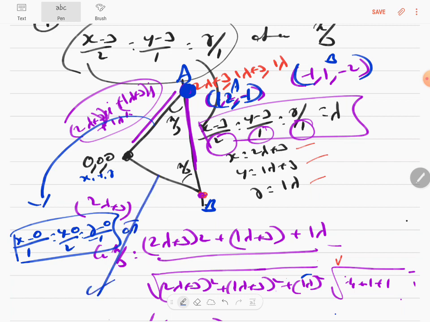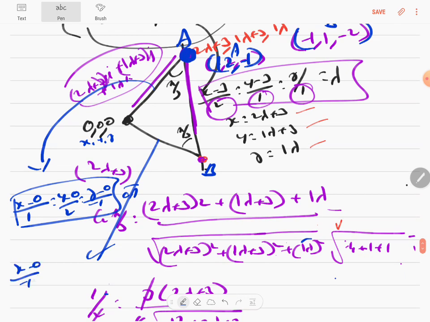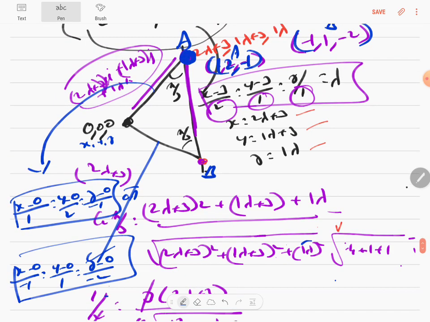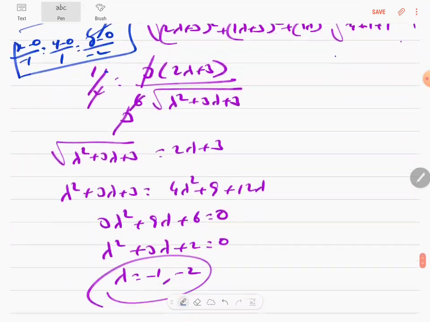Similarly, OB's equation is (x minus 0)/minus 1 is equal to (y minus 0)/1 is equal to (z minus 0)/minus 2. So thus you get two equations. You can always ignore the zeros, and beautiful sum. I hope you all understood.